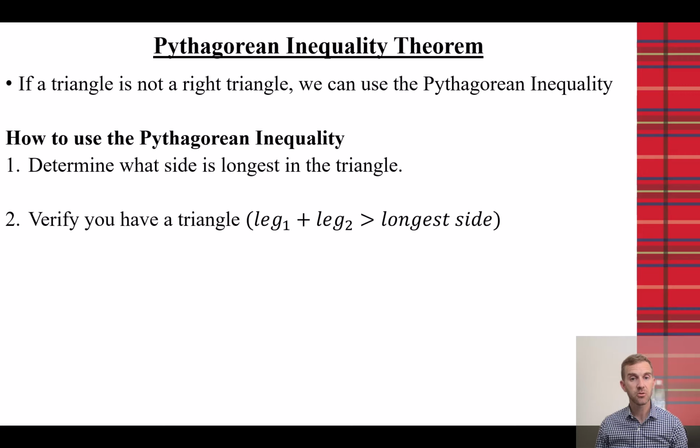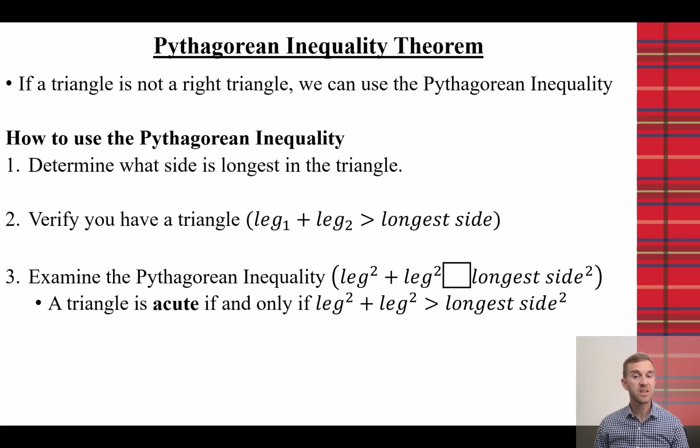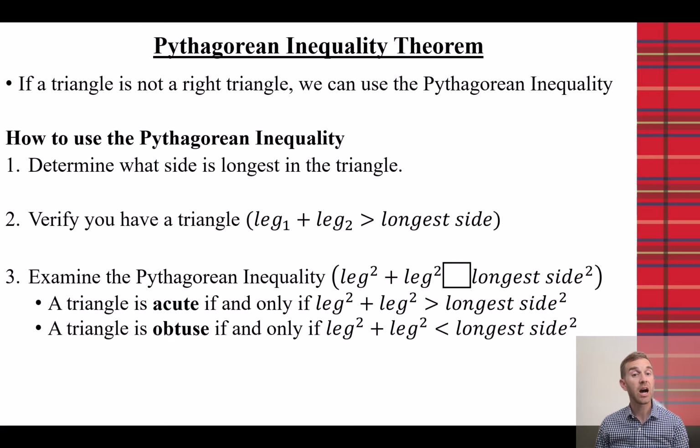Now, if those two things are true, I can use the Pythagorean inequality, which says to take the two legs, square them and add them, and compare that to the longest side squared. If it's equal, it's a right triangle. But if that sum on the left side is greater than the longest side squared, it's acute. And if the longest side squared is greater, then it's obtuse.